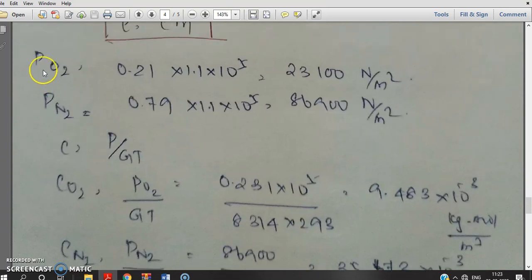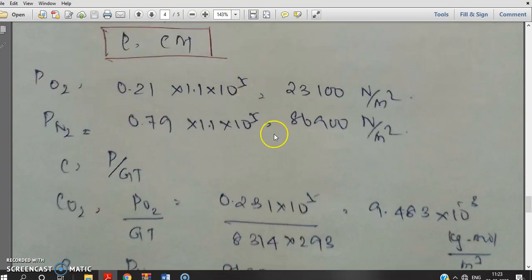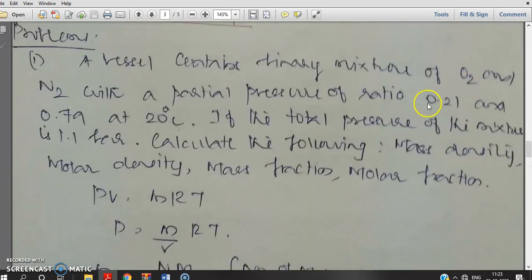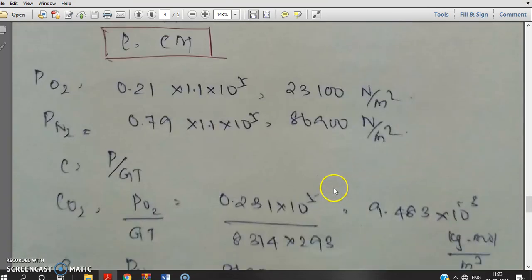In this formula, P of oxygen is 0.21, the partial pressure ratio, into the total pressure 1.1 into 10 power 5. So it comes around 23,100 Newton per meter square, that is Pascal. P of nitrogen is 0.79 into 1.1 into 10 power 5, equal to 86,900 Newton per meter square.